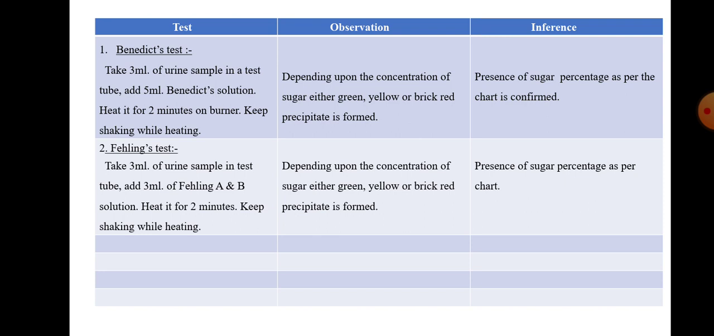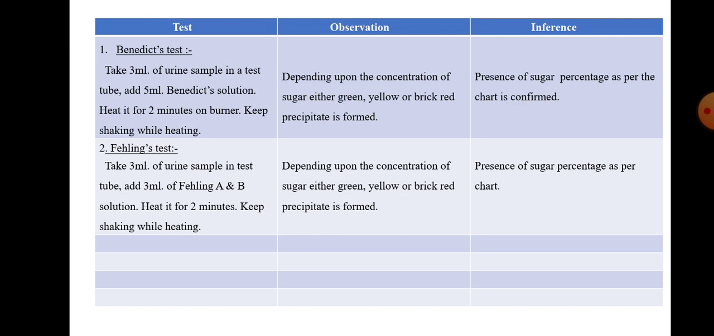So according to the color observed for the sugar detection, may be green, yellow or brick red, the percentage of sugar is calculated. Then the second is the Fehling's test. Take another test tube, into it add 3 ml of urine sample, then add 3 ml of Fehling solution A and B, heat it for 2 minutes, and keep shaking the test tube while heating.